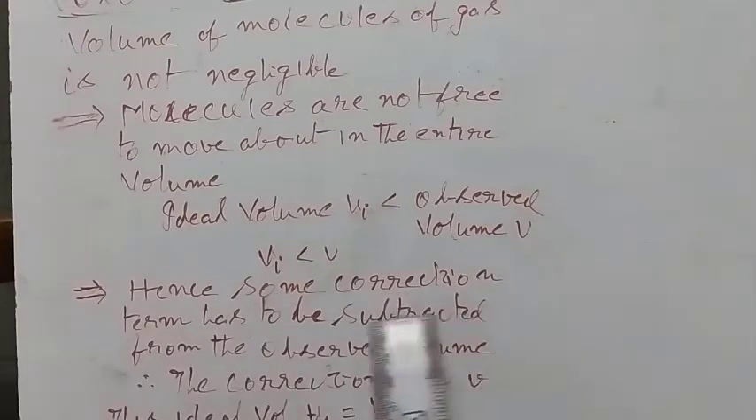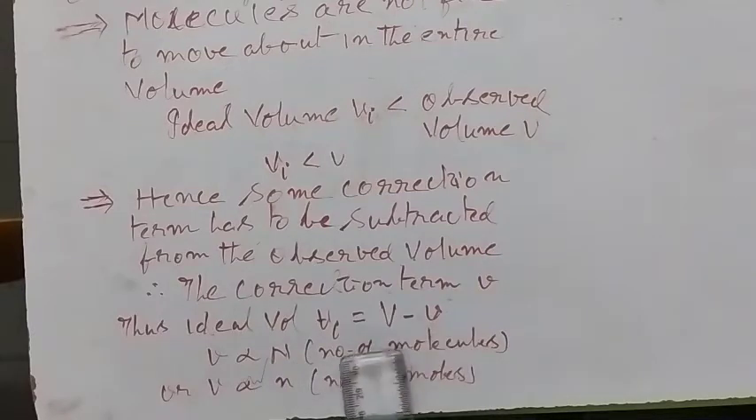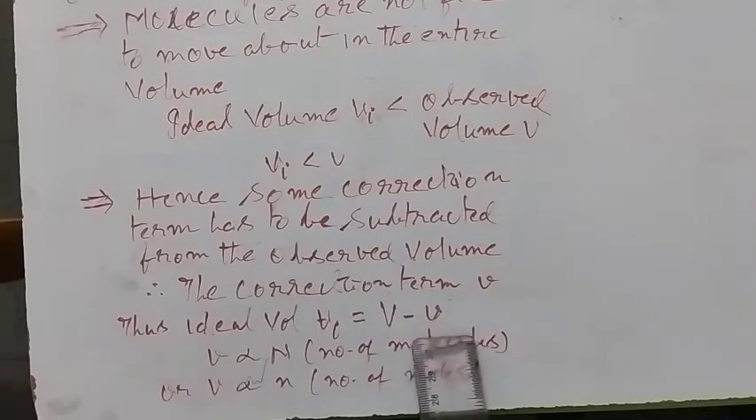Hence, some correction term is to be subtracted from the observed volume. Therefore, the correction term introduced by Van der Waals is v, that is small v. So if the correction term is subtracted, then the ideal volume Vi is equal to V minus small v. So ideal volume Vi equal to observed volume V minus correction term. The volume is to be subtracted. That is, small v is the volume occupied by the gas molecules.